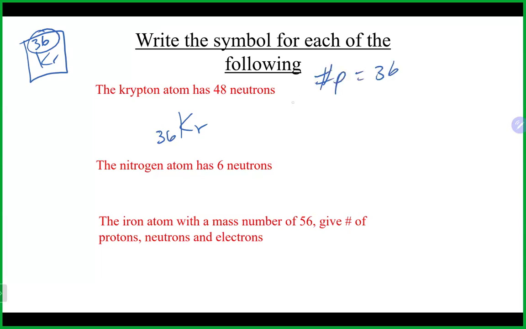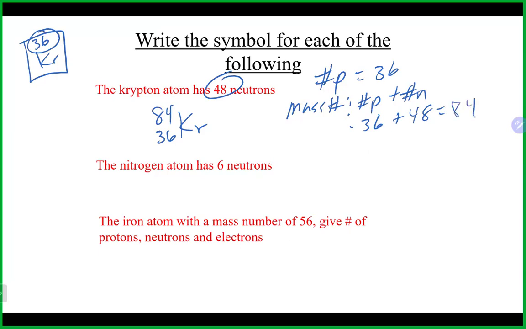And since we're looking for our mass number, which is our number of protons plus our number of neutrons, that would mean we have 36 plus the 48 that was given to us there. We would go 36 plus 48, and we will end up with 84. That would be our mass number in this case. So once again, that is how we get the mass number. We don't take the number that is underneath there on the periodic table.